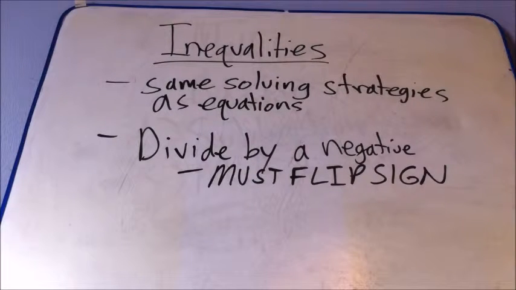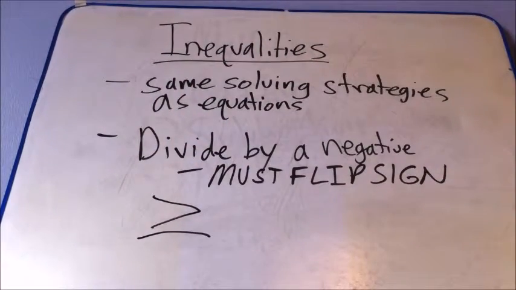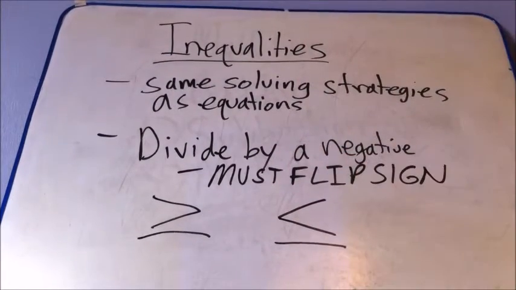When solving inequalities, the same strategies are used as those of solving equations. When you divide by a negative when solving an inequality, you must flip the sign. For example, in a problem with a greater than or equal to sign, if you were to divide by a negative, the sign would have to change to a less than or equal to sign.